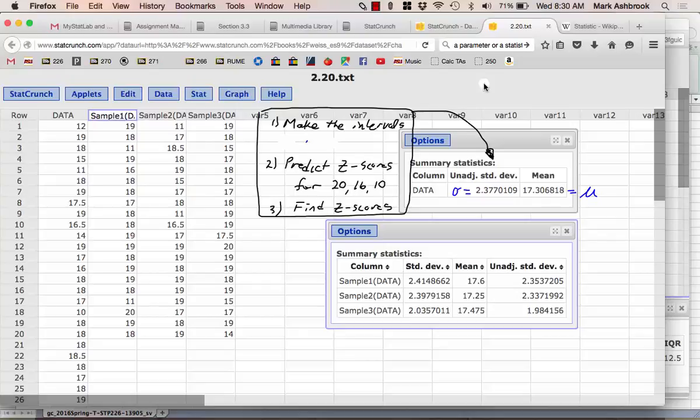Not the median. What do you want the median for? The mean, the standard deviation, make the intervals. The median would be used for the box plot. Yeah, when we make the intervals with a standard deviation, it's always centered on the mean. Always the mean.